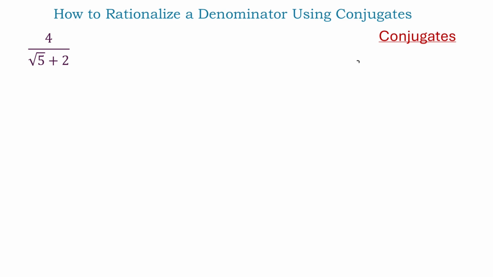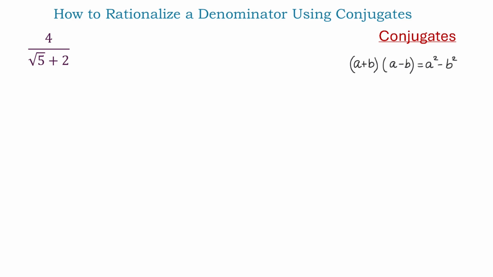So if we have a binomial, a plus b, then the conjugate is also a binomial that has the same terms a and b, but the opposite sign in the middle, that is a minus b. So conjugates are binomials that involve the sum and the difference of the same terms. The conjugate of a plus b is a minus b, and the conjugate of a minus b is a plus b. If we multiply these two conjugates, we will get a squared minus b squared.